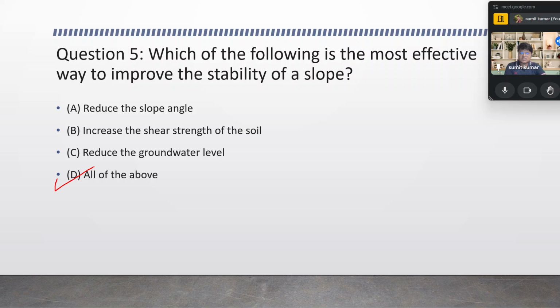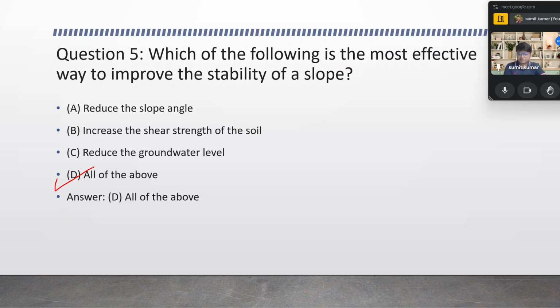If the shear strength of the soil is more, the chances of failure will be less because the resisting force will be more. If the groundwater is low, the chance of failure is reduced as well. So all of the above is our correct answer for this given problem.